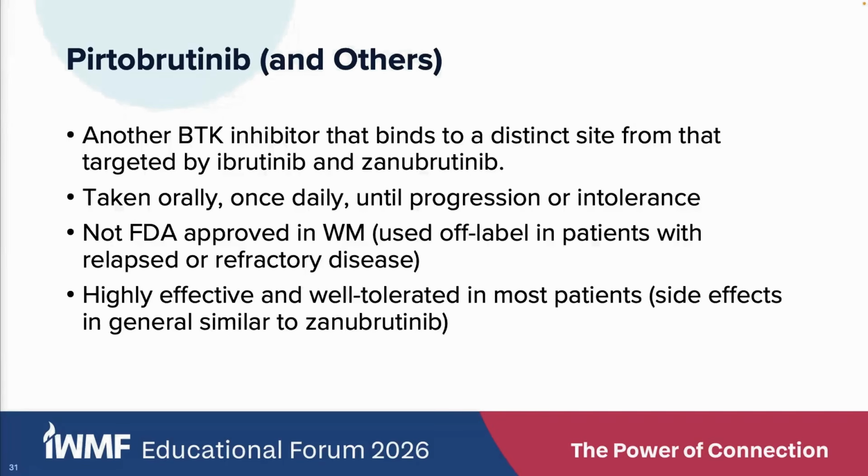Pirtobrutinib is another type of BTK inhibitor. It's not actually approved in Waldenstrom. We can use it sometimes off-label in patients who receive a BTK inhibitor or chemo and then the lymphoma comes back again. There are studies using pirtobrutinib as a first-line option, so that's why I included it, but it's not something we can give to patients right now.